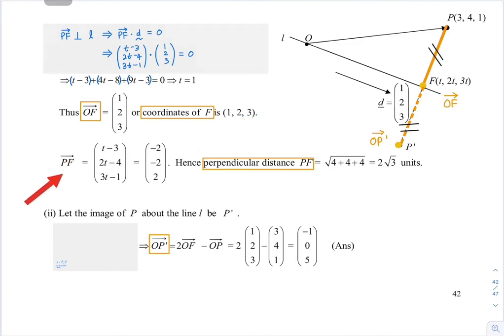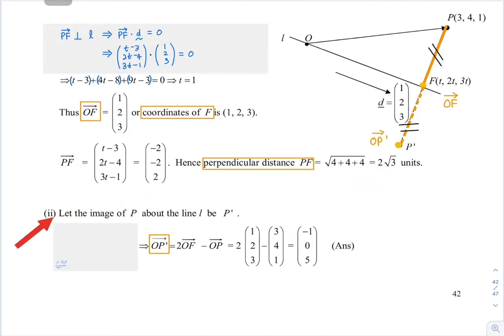The second part of the question asks us to find the distance here. Using the vector approach, that means we need to find the distance by finding PF first. So for PF, we can take the value of t equals 1 and put it inside here, because this is PF, the vector. Once we do that, we have this vector. To get the magnitude of PF is basically the magnitude of this column vector. That will give us this length.